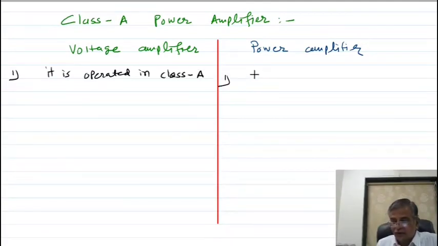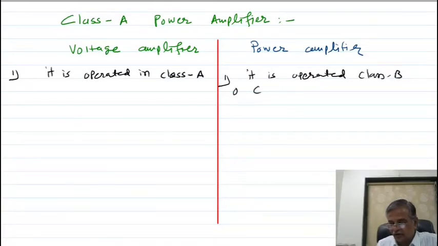Power amplifier is operated in a class B and or class AB mode. So power amplifier is operated in a class B and class AB mode. Now, you may have the question of what is class A mode.